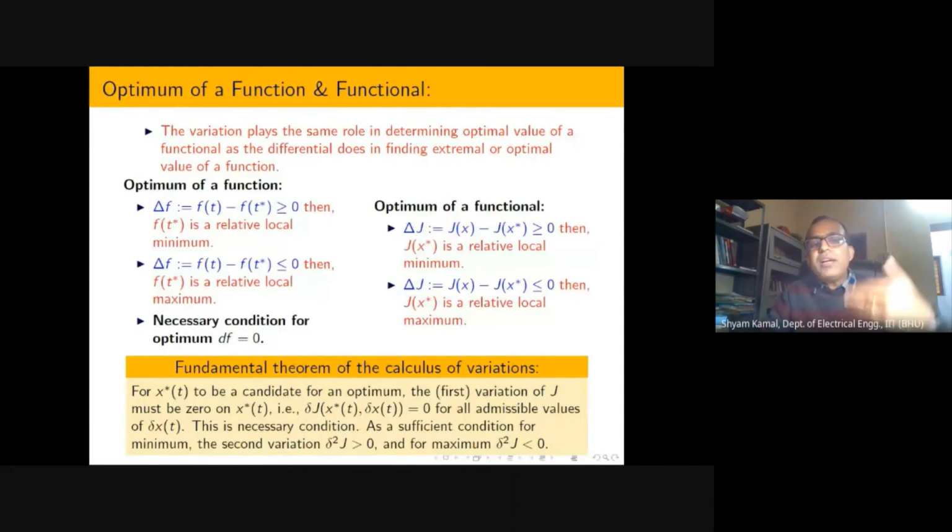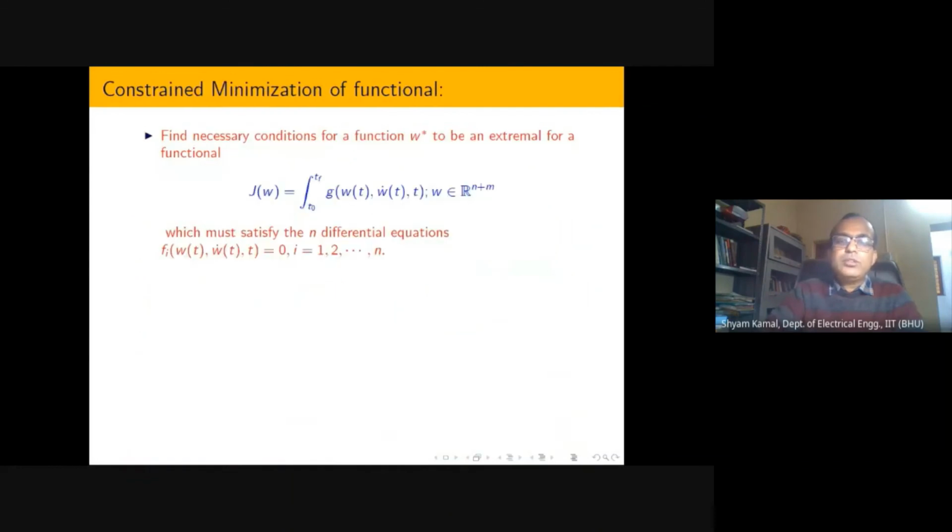Whenever you are solving a maximization or minimization problem of a function, you know how one can calculate the maxima and minima. The same kind of result is extended here. Those who have forgotten about this, meaning optimization of functions, please look at the literature again.